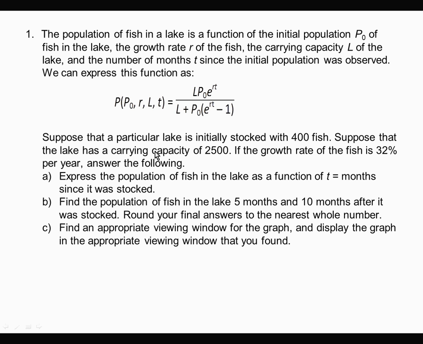Now it says, suppose that a particular lake is initially stocked with 400 fish. Suppose that the lake has a carrying capacity of 2,500. If the growth rate of the fish is 32% per year, answer the following. In part A, express the population of fish in the lake as a function of T, which is equal to months since it was stocked. Question B, find the population of fish in the lake 5 months and 10 months after it was stocked. Round your final answer to the nearest whole number, because after all, these are living animals. Question C, find an appropriate viewing window for the graph and display the graph in the appropriate viewing window that you found.